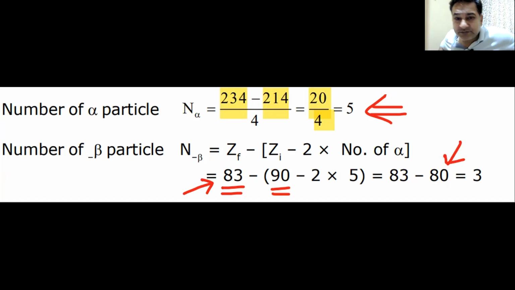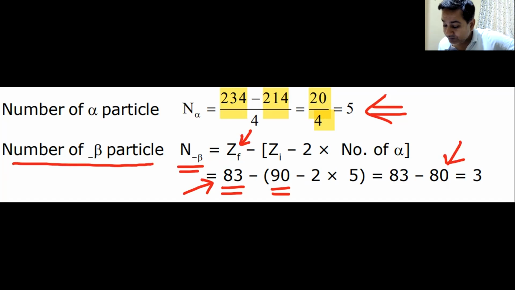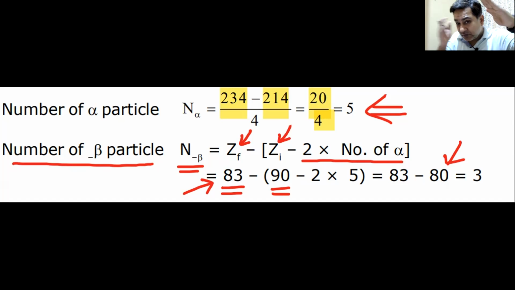So someone has to raise it. Or if it's getting too confusing, you can remember this formula. Number of beta particles will be atomic number final minus atomic number initial minus 2 times the number of alpha particles. If you can remember this, you'll get the answer straight away, or you can apply some logic. The initial was 90. If I emit 5 alpha particles, the final would be 80. But the final is 83. So you must emit 3 beta particles. Do we get this, or is it getting confusing?